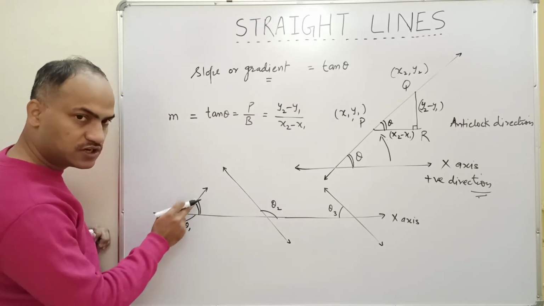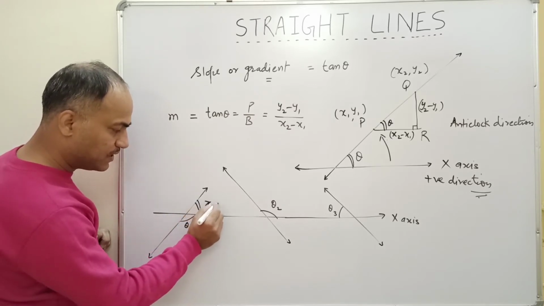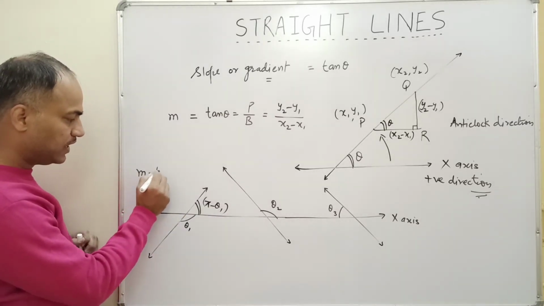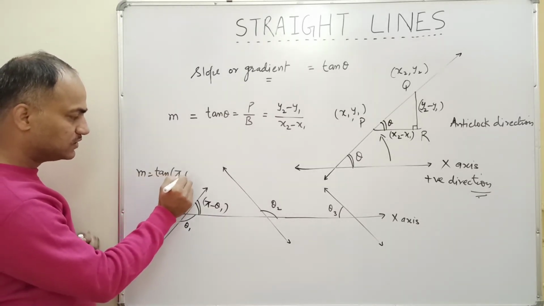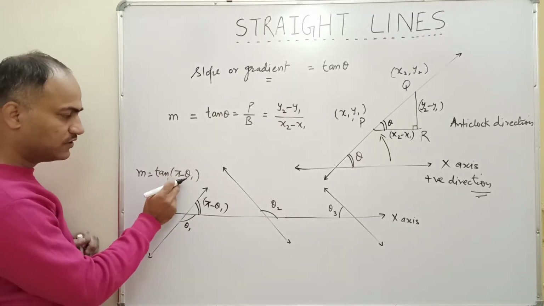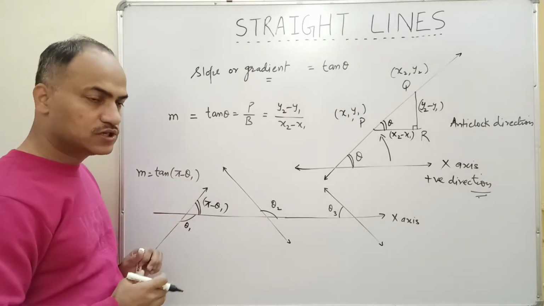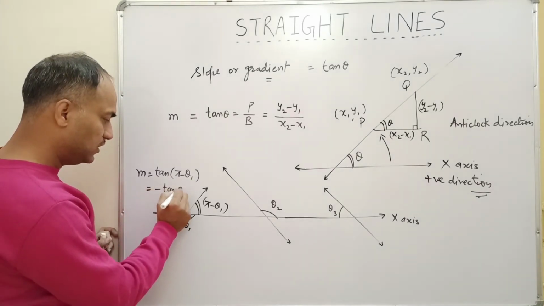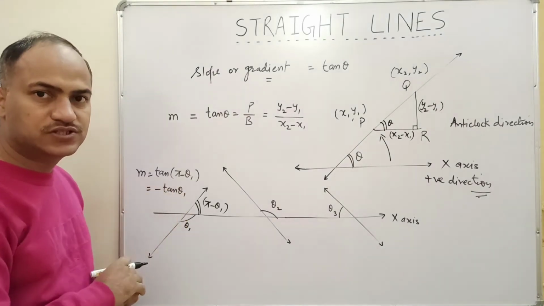Obviously this is one straight line, so this will be pi minus theta 1. Okay, so here slope will be tan pi minus theta 1. Okay, so tan 180 minus theta, everybody knows this is minus tan theta, so minus tan theta 1 is the slope of this straight line.